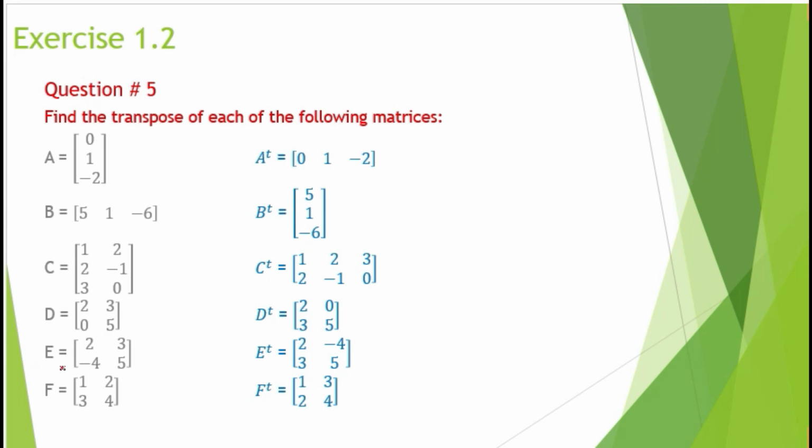Similarly, in E, 2 3 minus 4 5, rows change into columns: 2 3 changes into the first column, and minus 4 5 changes into the second column, so E transpose is equal to 2 3 minus 4 and 5. Similarly, F is equal to 1 2 3 4 and its transpose, changing rows into columns, is F transpose equal to 1 2 3 4.